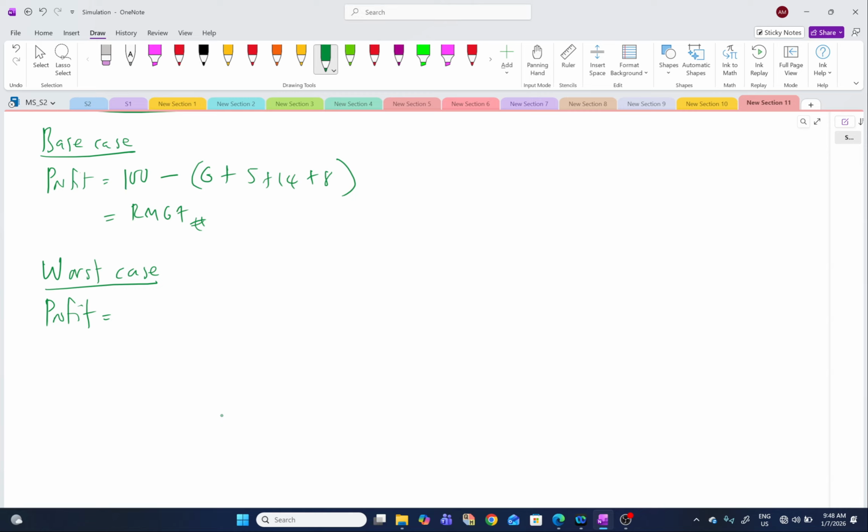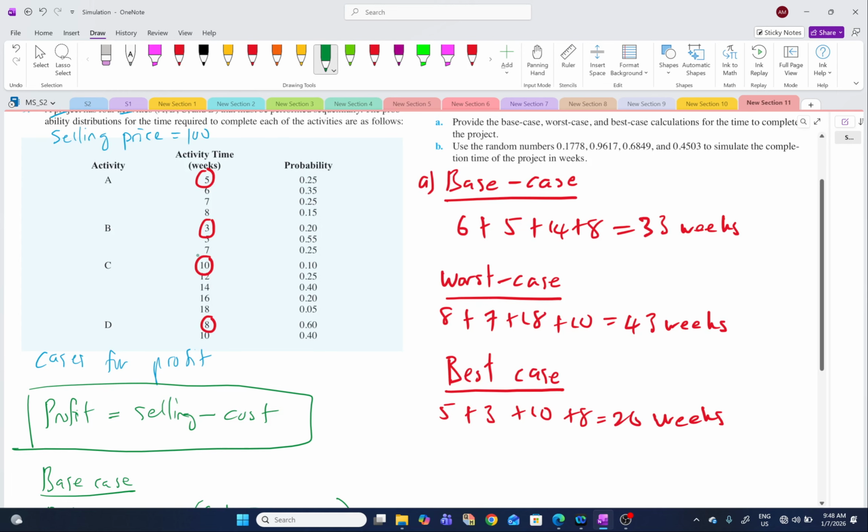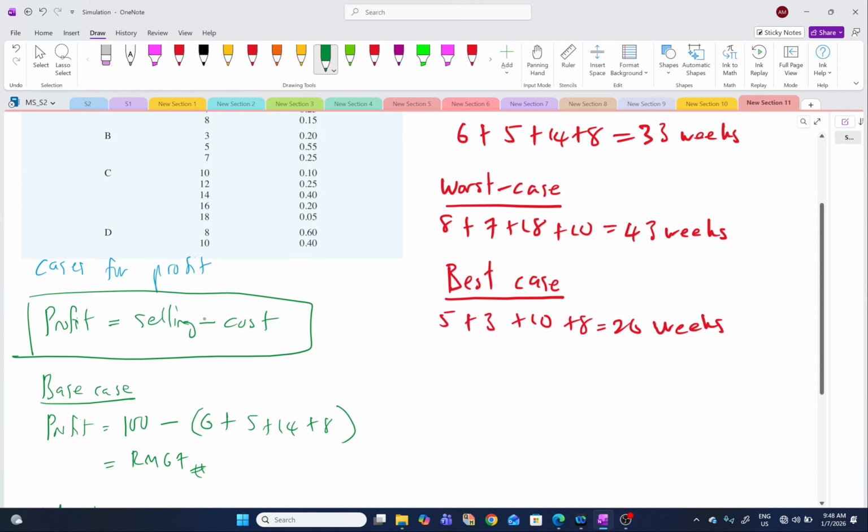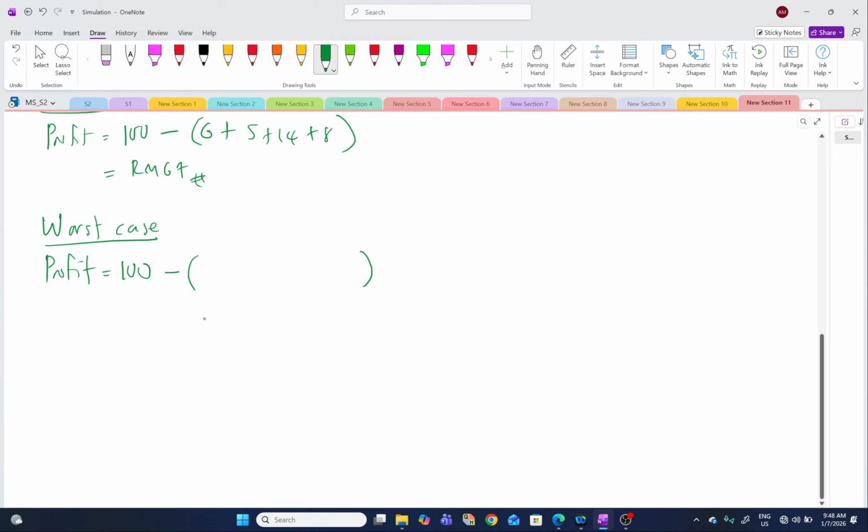Best case, profit itu tinggi. Baguslah. Worst case tu profit itu kurang. Bila profit itu akan kurang kan? Yang ini fixed 100. Bila profit itu akan berkurang bila cost dia meningkat, betul tak? Boleh faham? Okay, so cost dia meningkat. So dekat sini sekarang untuk worst case ni kita kena pilih highest cost, cost yang paling tinggi supaya profit turun. Itulah worst case.